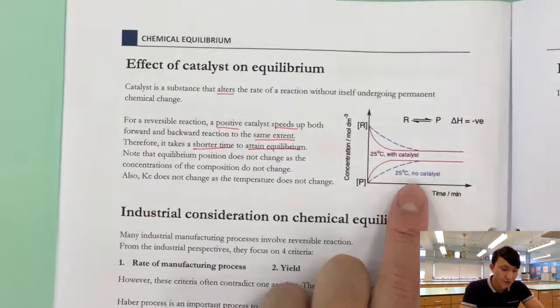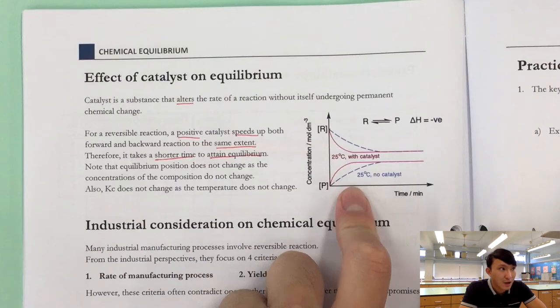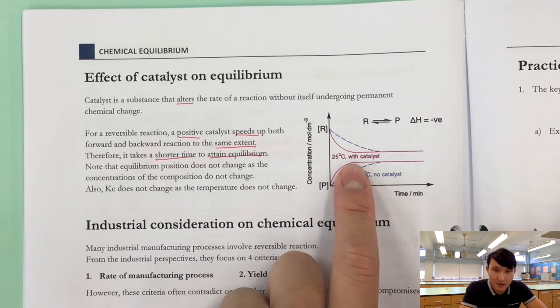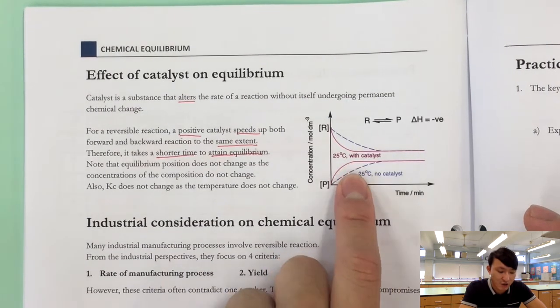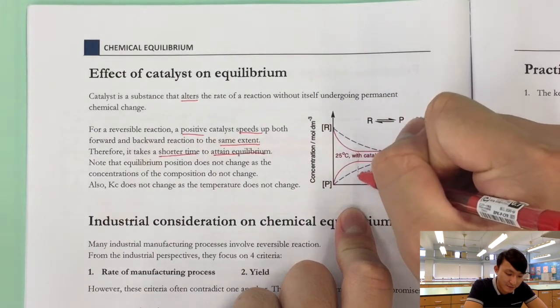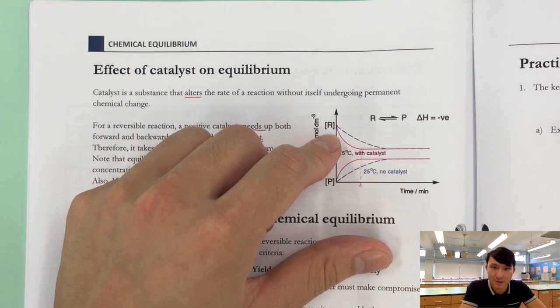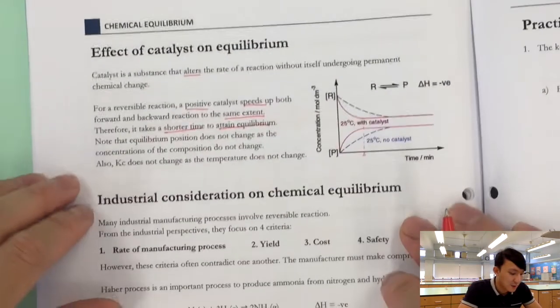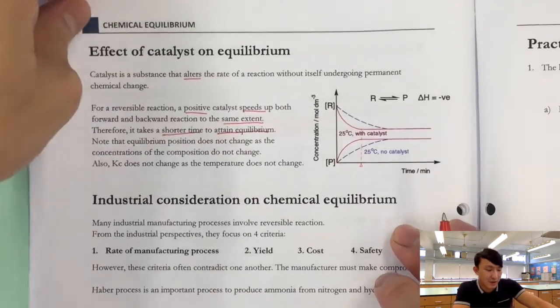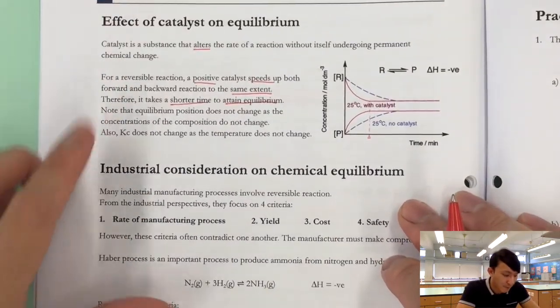Okay? So if you look at this graph, if you have a catalyst, the only change is that it reaches equilibrium at an earlier time. And of course, the curve will have a steeper initial slope. Alright, so that would be the effect of catalyst on equilibrium.